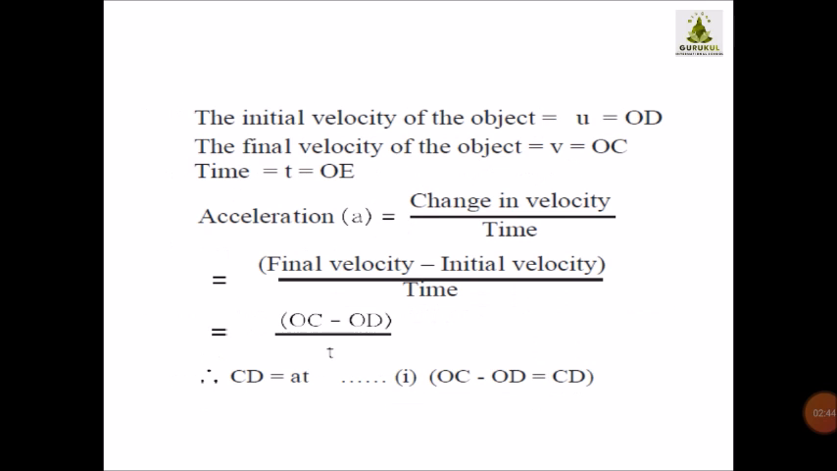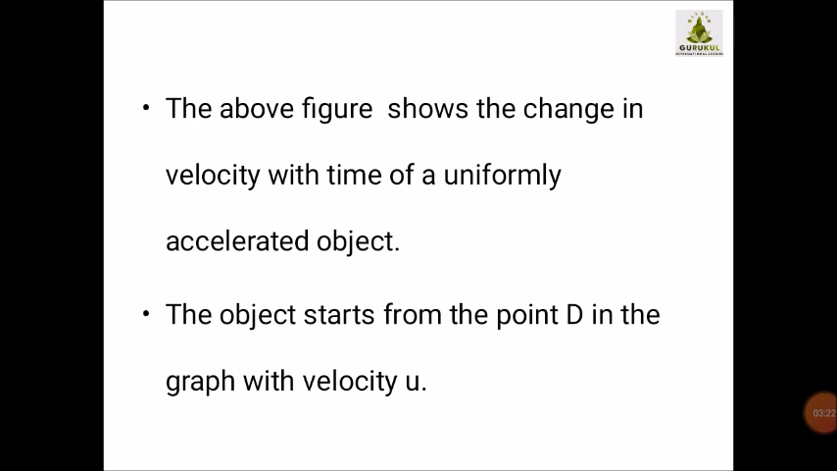Okay, now acceleration we have studied. Acceleration a is equal to change in velocity upon time. For this again I want you all to refer to the video I have given you for acceleration. In that we have said that acceleration is equal to final velocity minus initial velocity upon time. So here the final velocity is OC and initial velocity is OD, divided by time. So we also know that CD is equal to at, because OC minus OD is equal to CD.